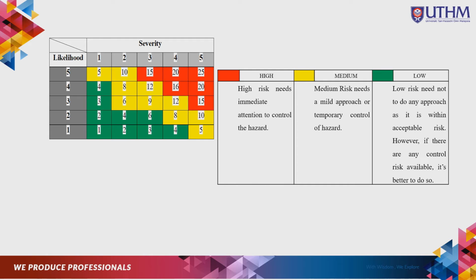Then we see the rate of the severity and likelihood. As you can see from the table, the likelihood and the severity rate is 1 to 5, and we multiply both of them, so the highest ratio is 25 and the lowest ratio is 1. Based on the statement, high risk needs immediate attention to control the hazard. For medium risk, it needs a mild approach or temporary control of the hazard. And for low risk, there is no need to do any approach as it is within acceptable risk. However, if there are any risk controls available, it is better to do so.